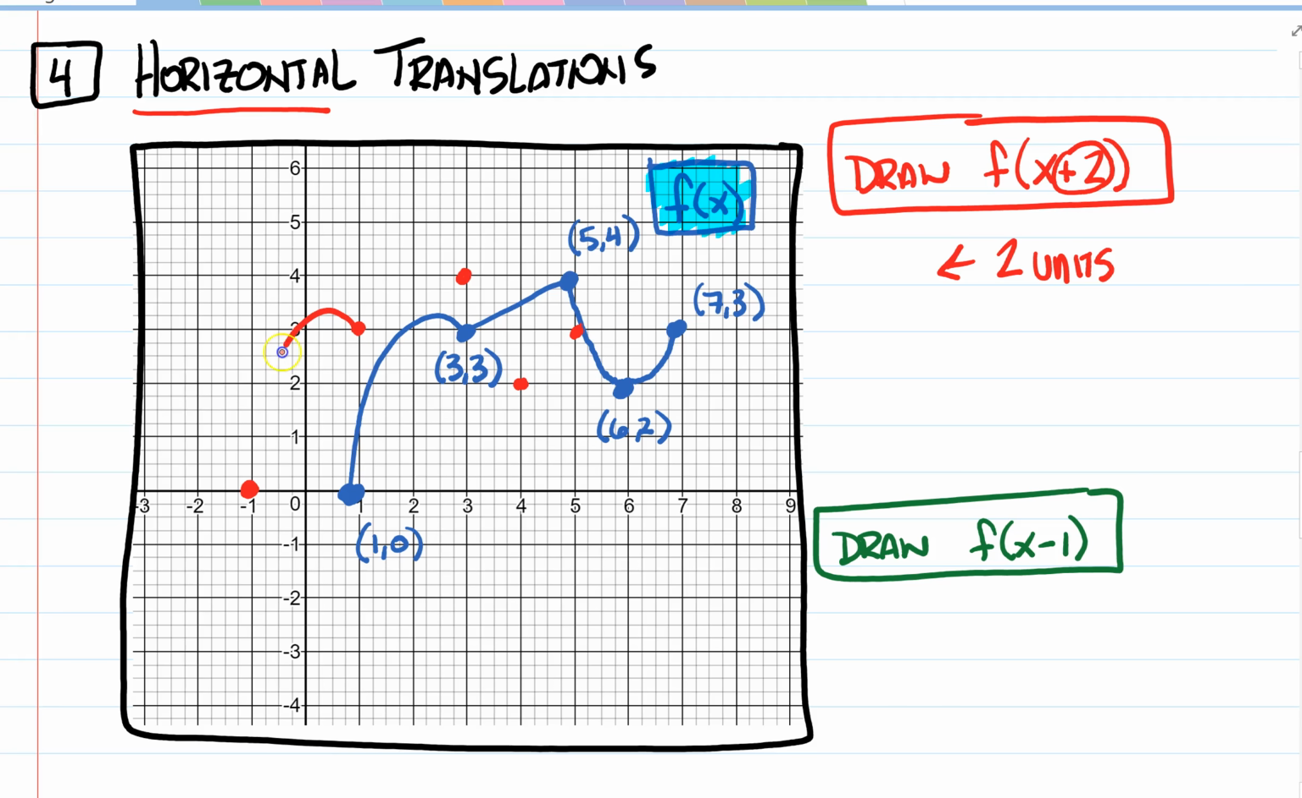So if I could actually draw this and replicate it, it would look something like this. And then come down and then up like this. There we go.